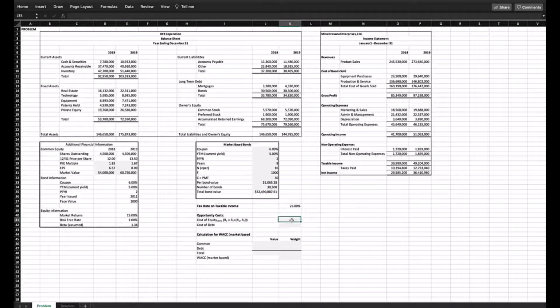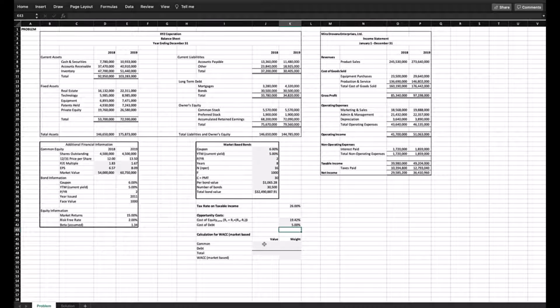So now we can calculate the cost of equity. So doing so, we've got to reference the risk-free rate plus the beta times the market minus the risk-free rate. And that should give us 19.42%. And the cost of debt is just our current yield, or YTM.